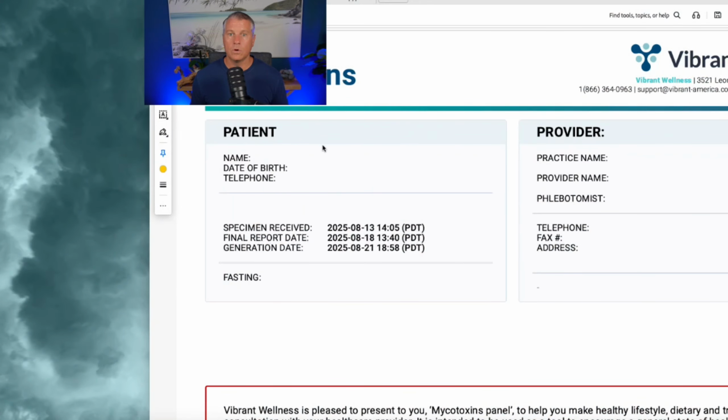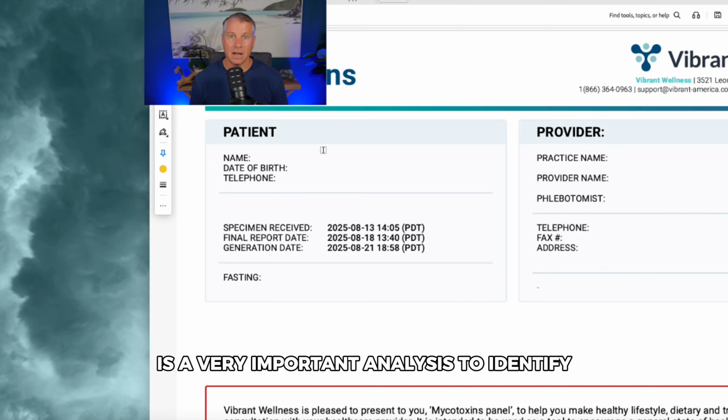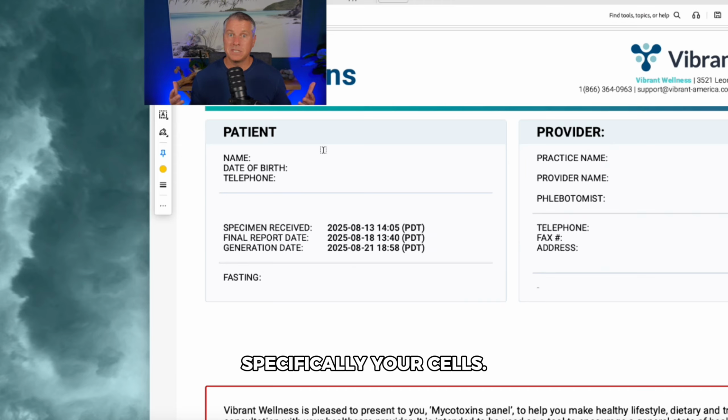We evaluated this individual through a toxin test. This test has multiple different toxins that we evaluated for. Today, we're going to go over mold, because mold is a very important analysis to identify because it's very damaging to the body, specifically your cells. The good news is it's a very simple test. It's a urine test. You collect your first urine, and then we can get the results back from the lab.